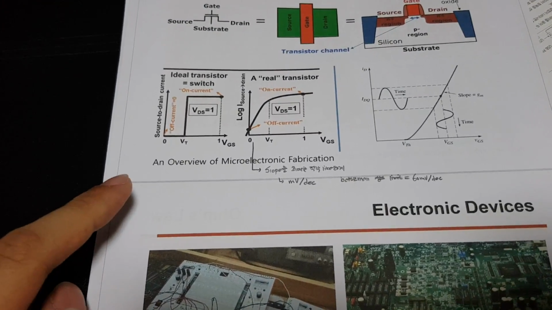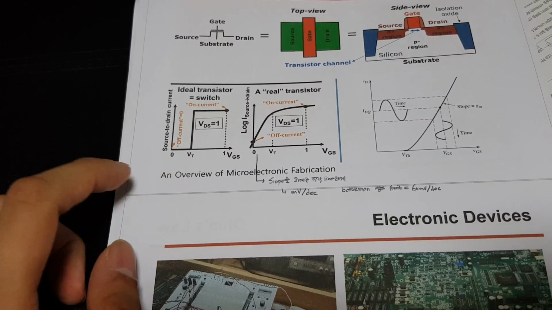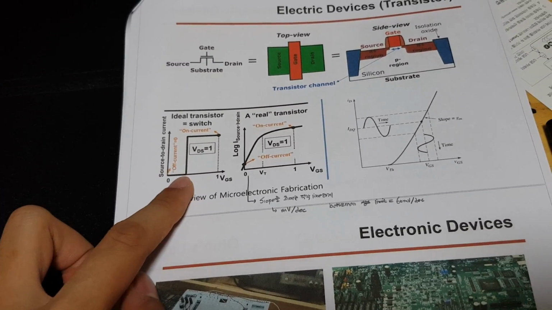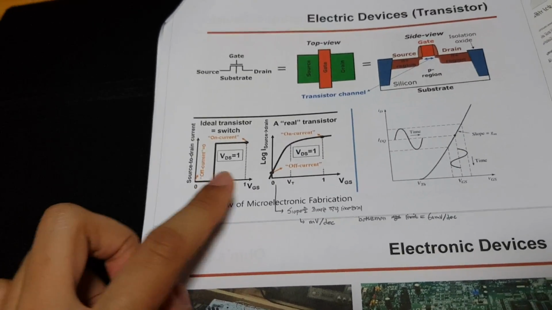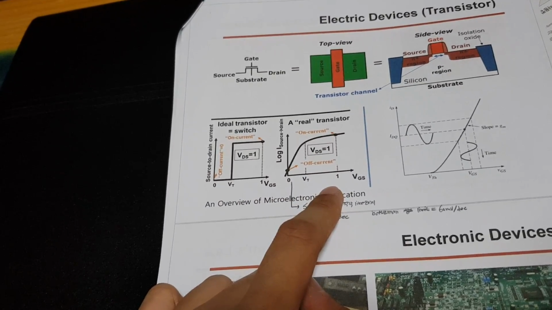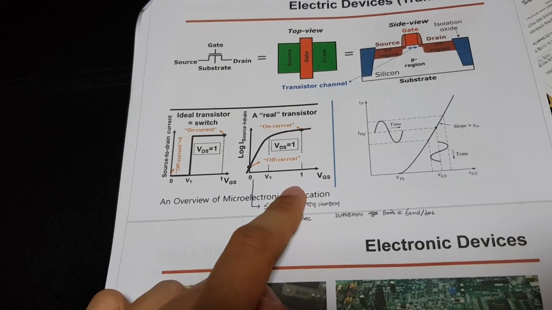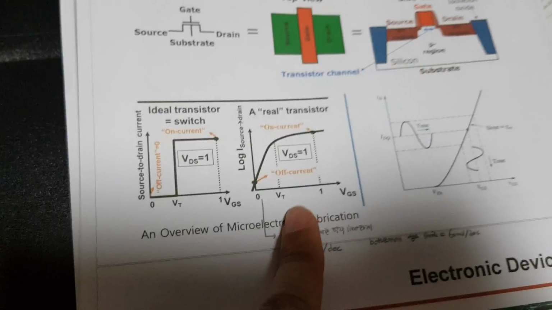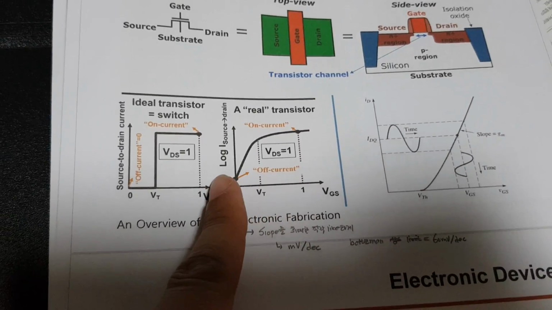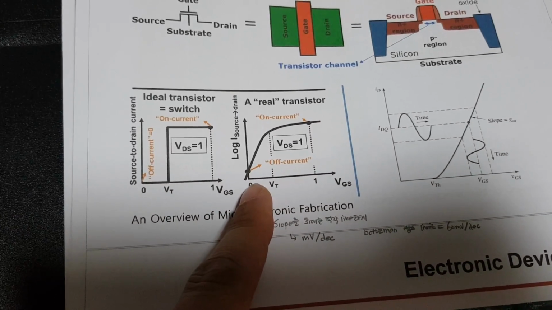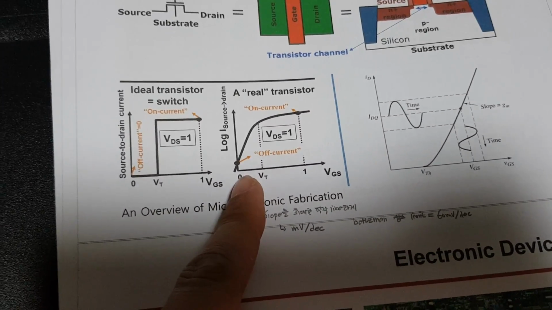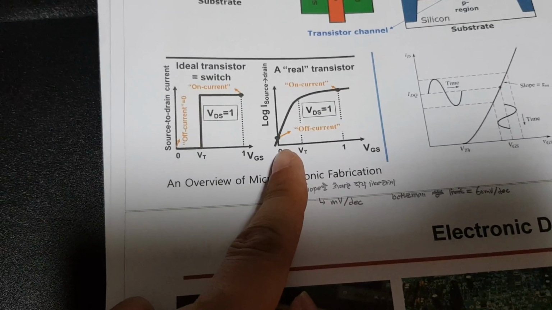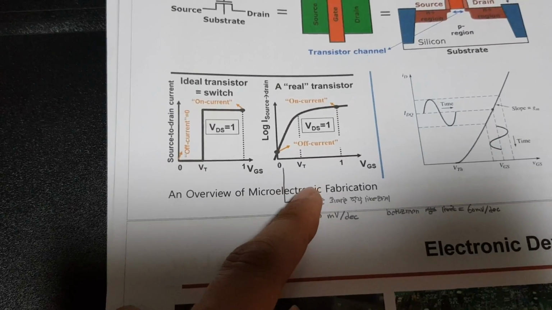For an ideal transistor, the IV characteristic graph looks like this. And for a real transistor, the IV characteristic graph looks like this. And we have the slope, which must be steep to act like a switch.